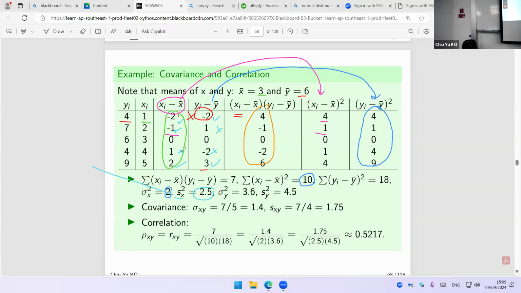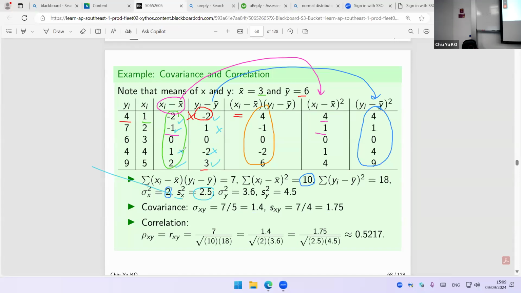And for the correlation coefficient, you can use 7 divided by the square root of 10 times 18. This is one formula. The other formula is to use the covariance over the SD, right? Or I can use the sample version. The number is 0.5, okay?